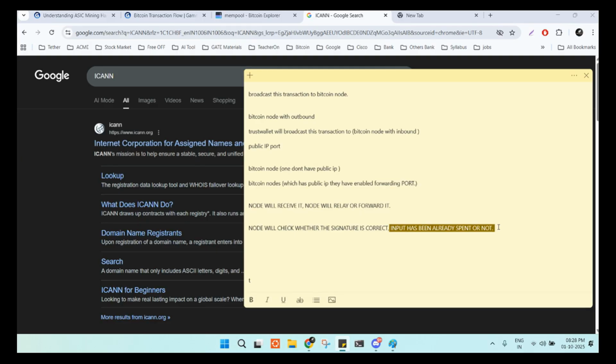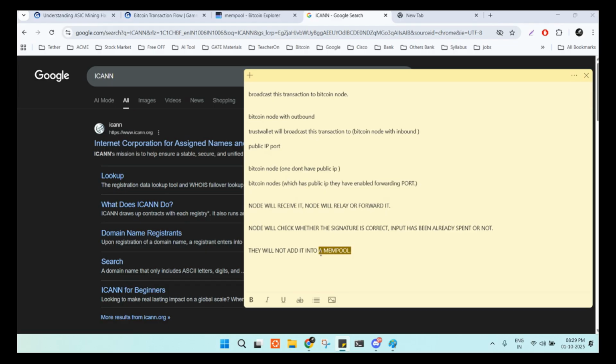Second, they will also verify that the UTXO we are using is unspent and available, that it has not already been spent earlier. If this check fails, they will not add it into the mempool. Can anybody tell me, since I'm just talking about the mempool, where do you think this mempool is?